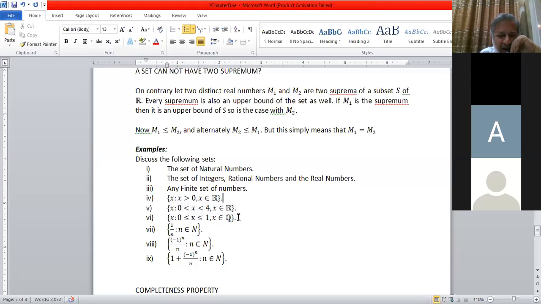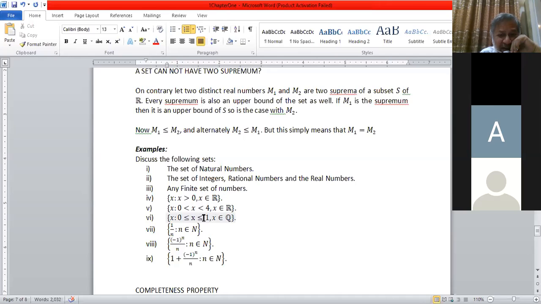Infimum 0, supremum 1, bounded. Largest element 1 and smallest element 0. So supremum is 1, infimum is 0. Is it finite or infinite? Infinite. X is any rational number.